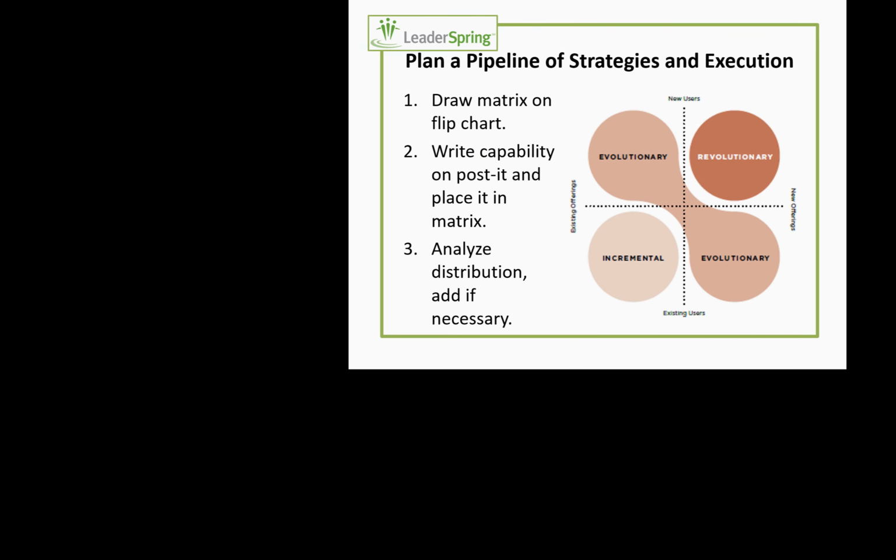And once you do that, one of the things I like to do is create what I call a pipeline of strategies and execution. So I'll simply do this. I'll draw a matrix that looks like this on the flip chart. I'll write on Post-its those capabilities that I have, or could develop, or might need to acquire, and then place it on my matrix. And then I analyze the distribution and add other things as necessary.